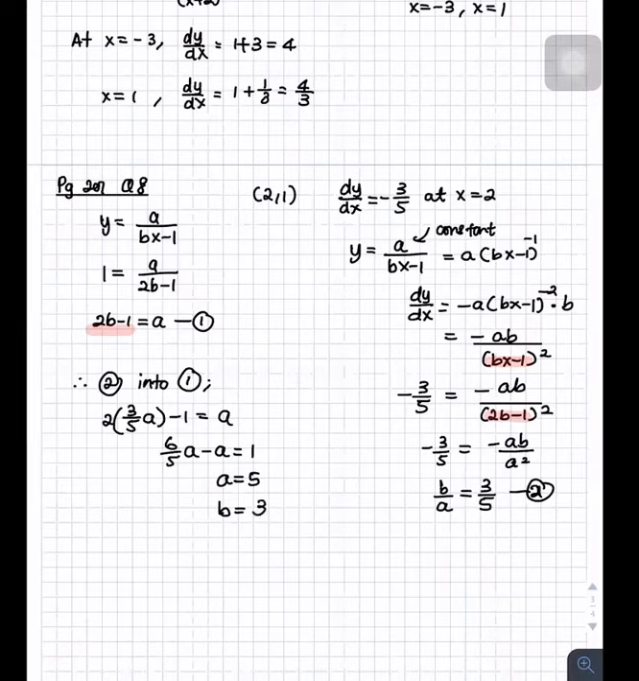Okay. Did we learn anything new? No. You already know very well the technique of differentiation. You're just finding gradient.